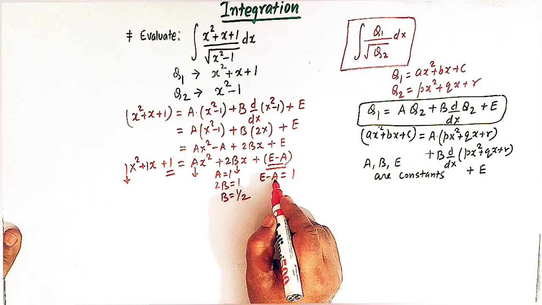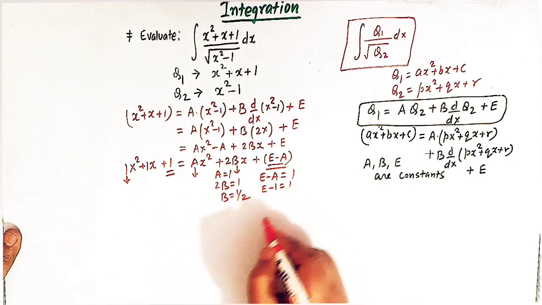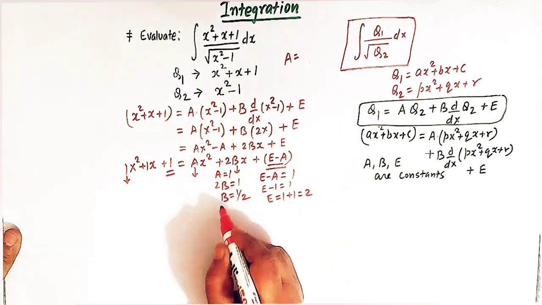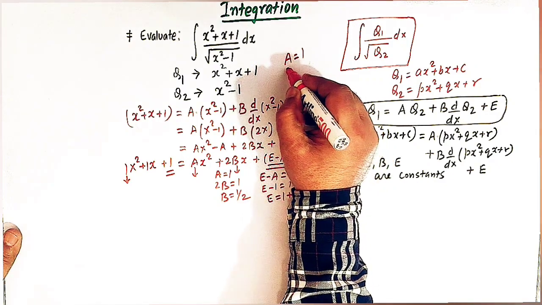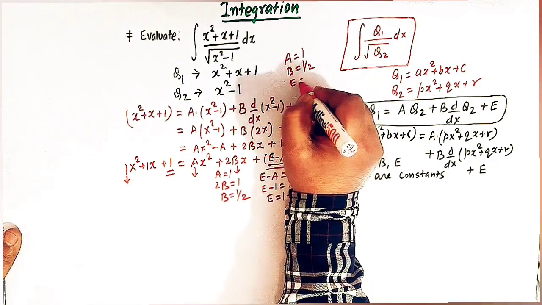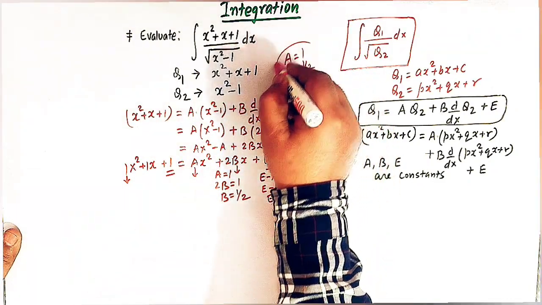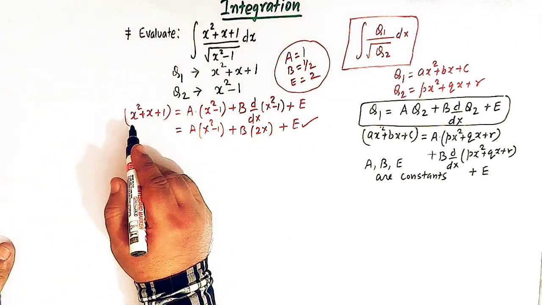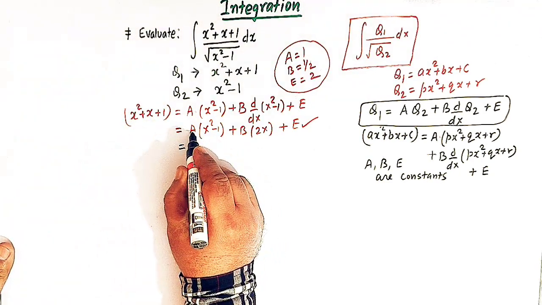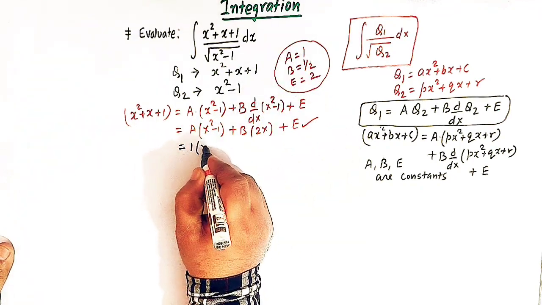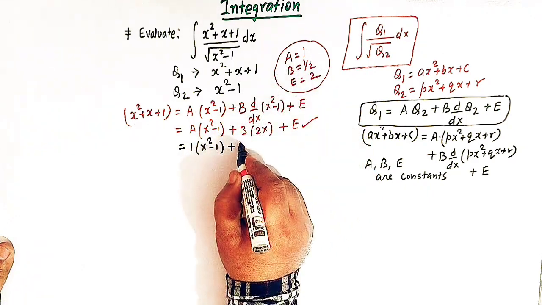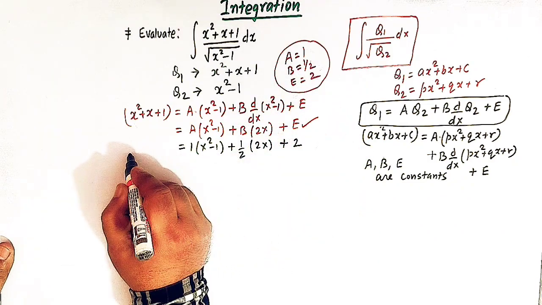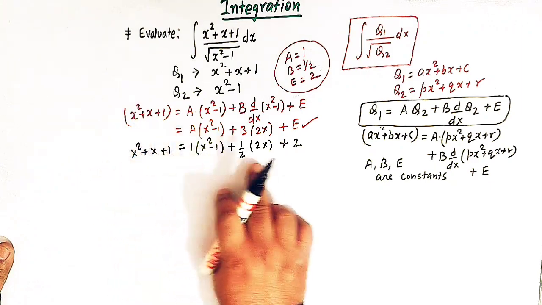Now taking a equal to 1 in this equation, we have e minus 1 is equal to 1, so e is 1 plus 1, that is 2. So finally, we have obtained the value of a as 1, the value of b as half, and the value of e as 2. So now let us substitute these values in this expression. So now x square plus x plus 1 may be written as, a is 1, so here we have 1 times x square minus 1, then we have b, which is half, times 2x, and e is 2.